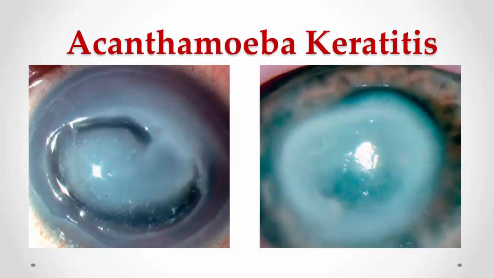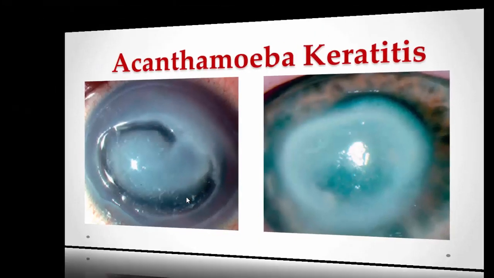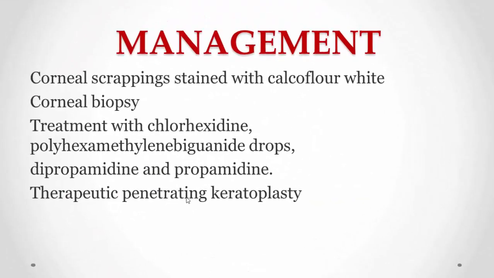Here is the picture of Acanthamoeba keratitis. We can notice the ring abscess formation, and this ring abscess will be followed by necrosis and melting. Management: corneal scraping stained here with calcofluor white to diagnose Acanthamoeba. We can also do corneal biopsy. Treatment of these cases is done by anti-Acanthamoeba drugs like chlorhexidine and polyhexamethylene biguanide drops, and also by dibromopropamidine and propamidine eye drops. Also, therapeutic penetrating keratoplasty is still an option.